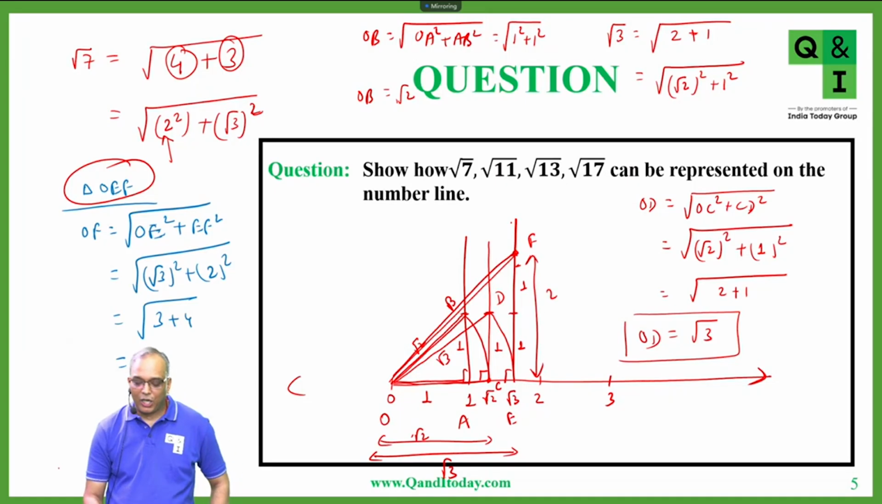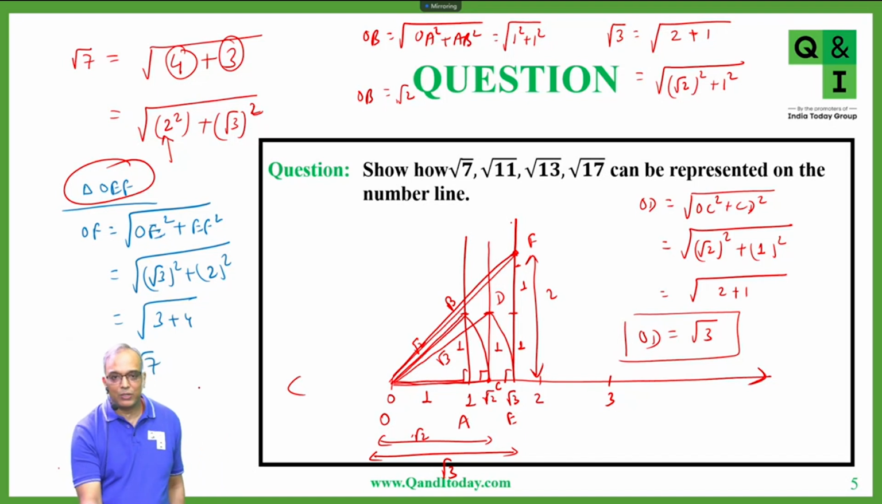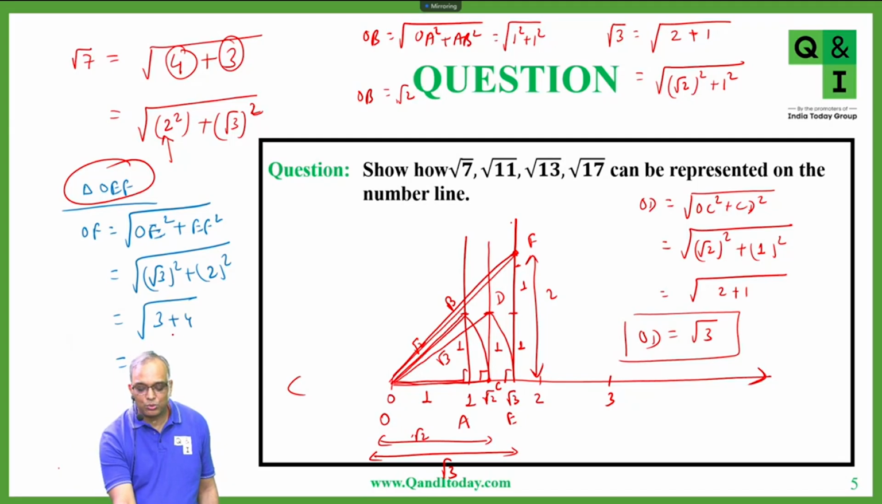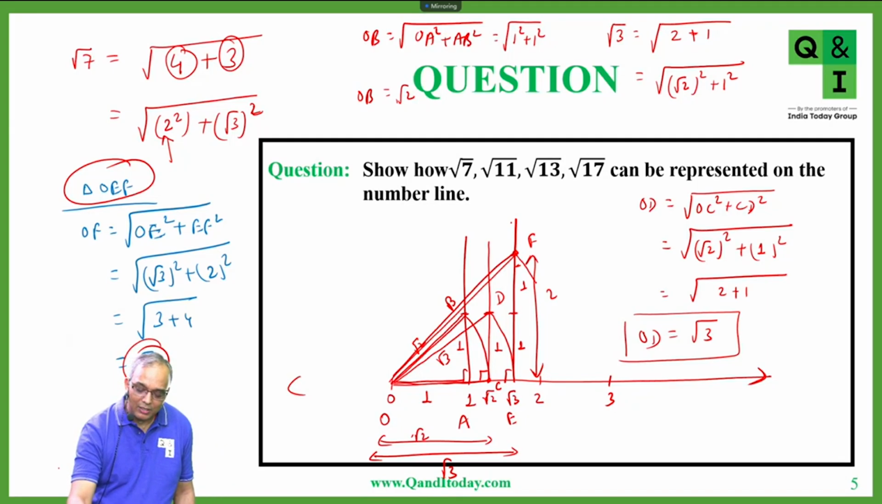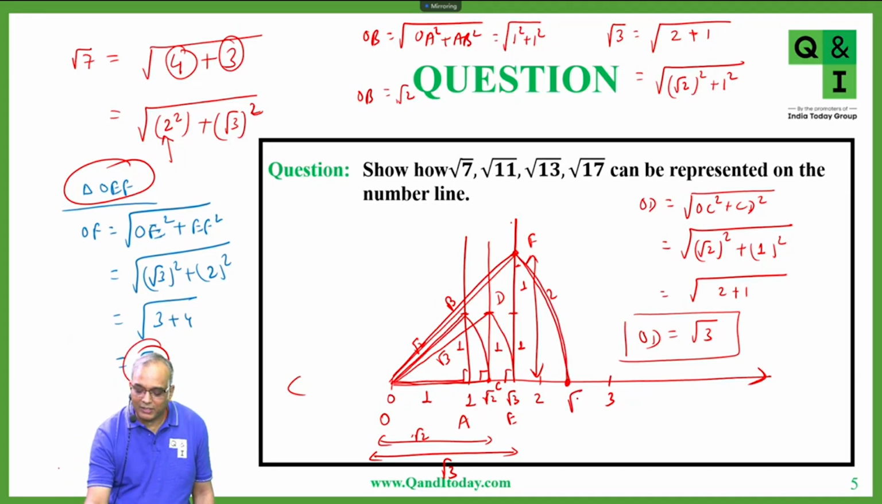Okay. Now, if I have to find the length of OF, we know that OF is root under OE square plus EF square. That is root 3 square plus 2 square. 3 plus 4 will give you root 7. Once you have got this value, I'll again drop an arc here. This point is going to be root 7.